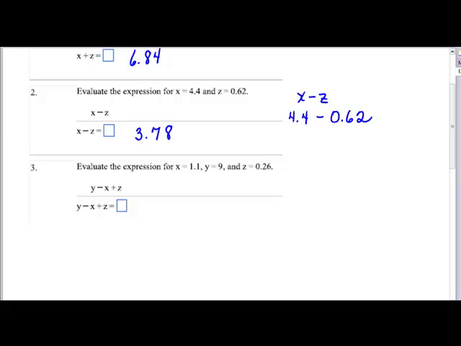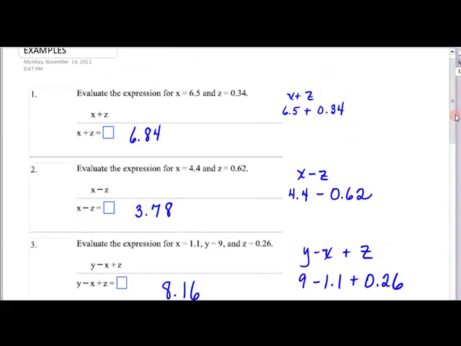All right, and in the last one, I want to be really careful. I have y minus x plus z. So I have 9 minus 1.1 plus 0.26. So I can do that easily with my calculator. And I get 8.16. So you should not find these overly challenging.